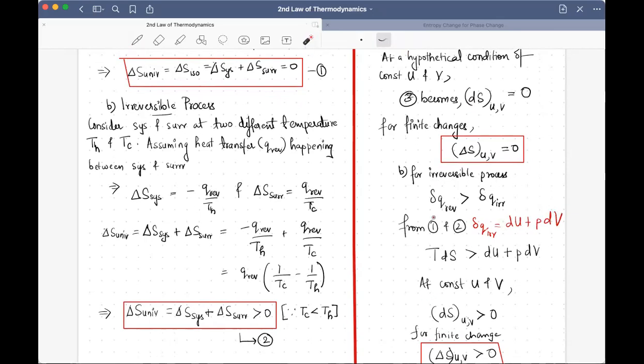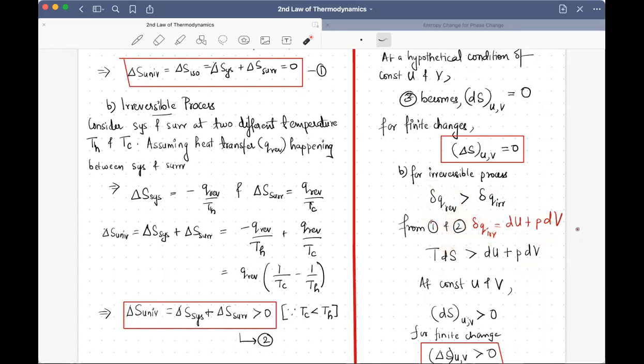Now we know that the reversible change in heat is always greater than the irreversible change in heat. So we know that Q reversible is T delta S, which we wrote here, and Q reversible is dU plus P dV, which we have written here.